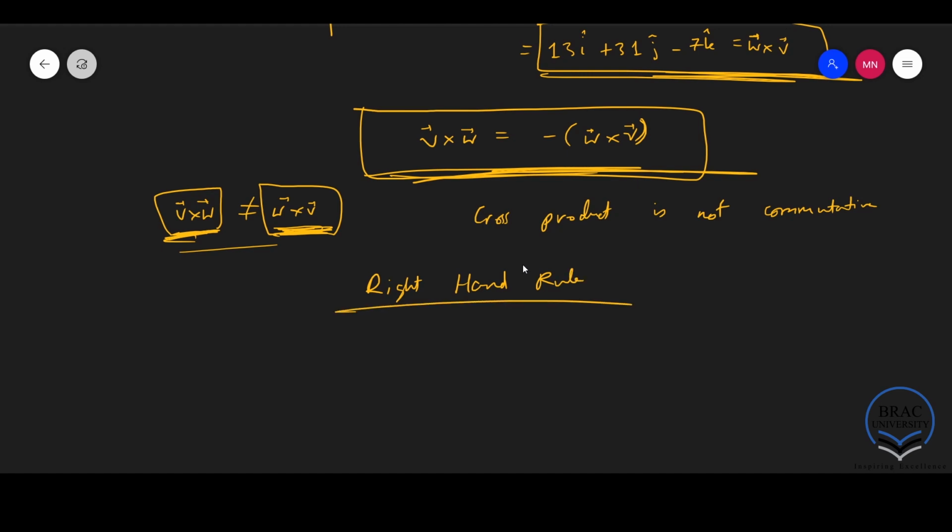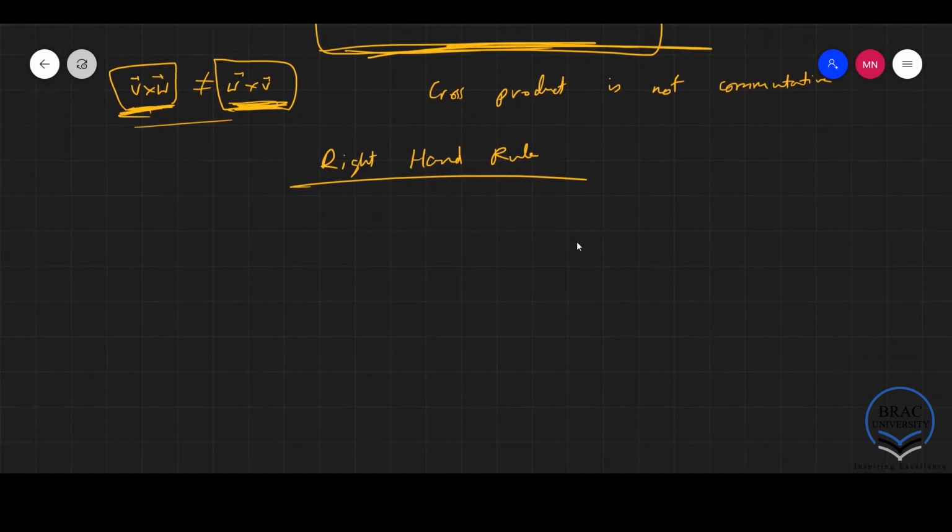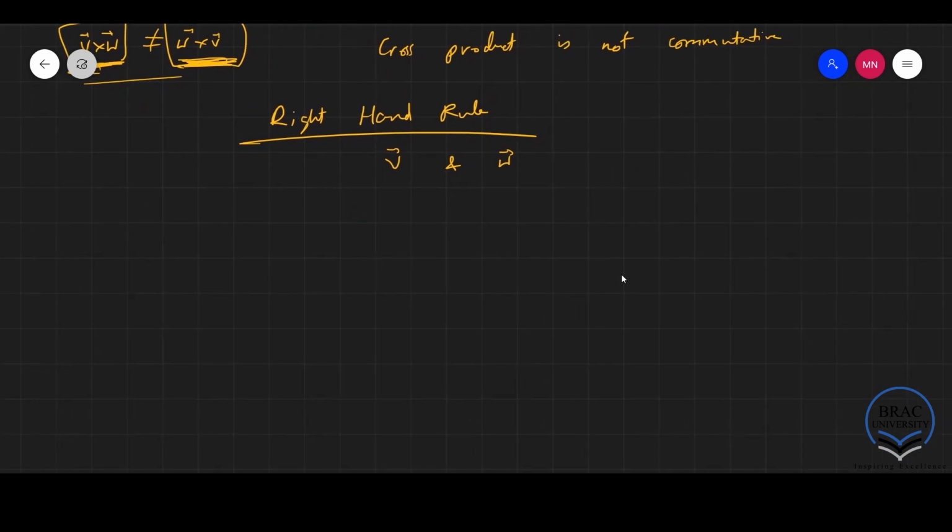Right, so let's consider two vectors. Again, let's consider the vectors V and W. Let's say that the vector V is in this direction. So this is the vector V, and the vector W is in this direction. And we can consider that there is some angle between these two vectors, some angle theta. Now, how can I find the direction of V cross W?